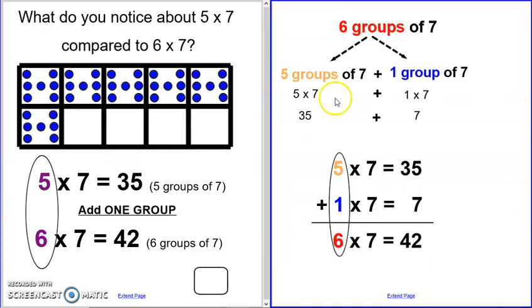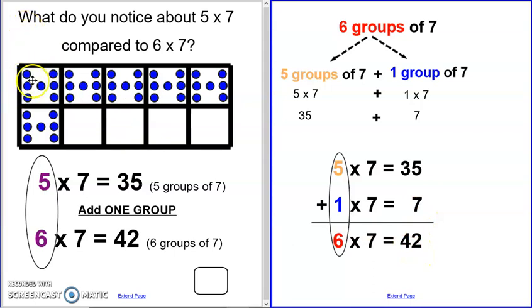And let's take a look at that. We started with 5 groups of 7. That was my top row. We added one more group because 5 groups and 1 group gave us 6 groups. I know 5 times 7, that's a friendly fact. 5 times 7 is 35. And 1 times 7, that's a friendly fact too. That gives me 7. So when I put that all together, 5 groups of 7 and 1 group of 7, I get a total of 6 groups of 7, which is 35 plus 7 more is 42.